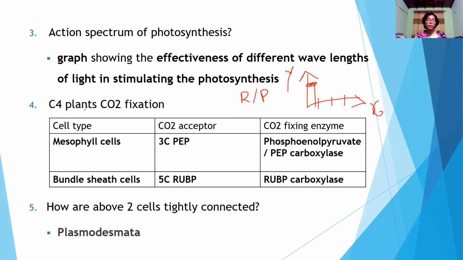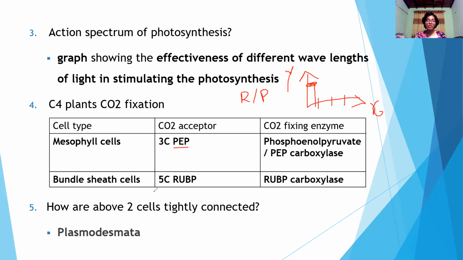C4 plants CO2 fixation. All right. What they are asking is, what are the cell types involved in C4 plants CO2 fixation? What are the CO2 acceptors and which are the CO2 fixing enzymes? You all know that you have mesophyll cells and bundle sheath cells. Mesophyll cells have 3-carbon phosphoenol pyruvate, which can be mentioned as PEP.